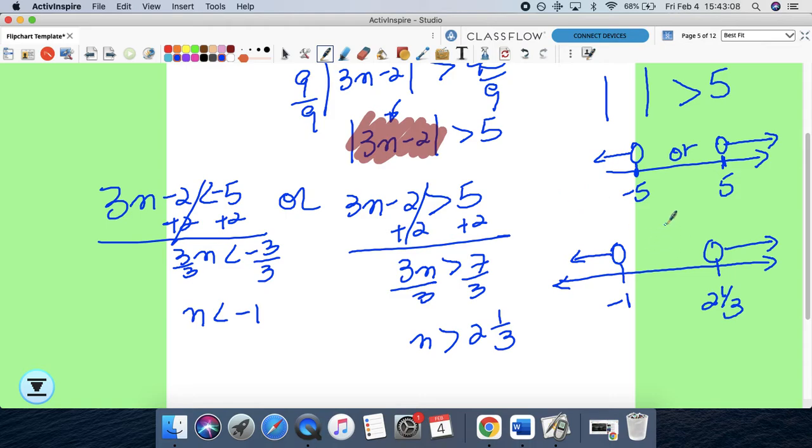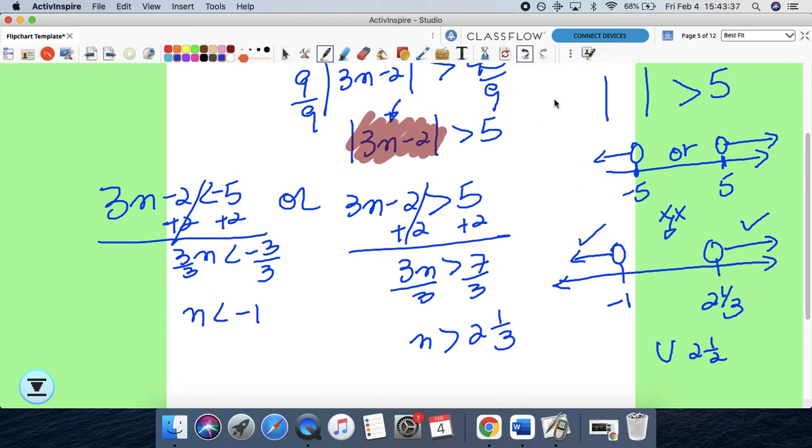So we tried a number here. It didn't work. Let me try a number to the right of 2 1/3. Let me pick 3. 3 times 3 is 9. 9 minus 2 is 7. Absolute value of 7 is 7, which is greater than 5. So this side, check. Pick a number to the left of negative 1. Negative 2. 3 times negative 2 is negative 6. Negative 6 minus 2 is negative 8. Absolute value of that is 8, which is definitely greater than 5. Check.